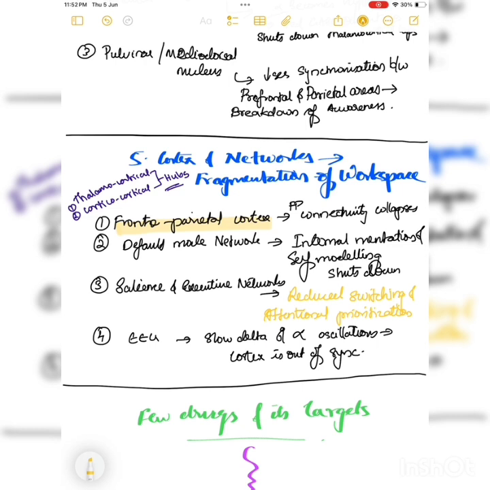The default mode network, which engages in introspection and memory retrieval. Action of anesthetics will cause shutting down of internal mentation, self-modeling, etc. The salience and executive network, which regulates goal-directed behavior. Action of anesthetics will cause reduced switching and attentional prioritization. It also includes the sensory integration, like visual, auditory and somatosensory processing, which is also affected by action of anesthetics. And EEG will show slow delta and alpha oscillations, which means that the cortex is out of sync.